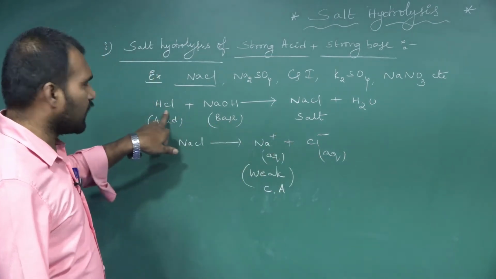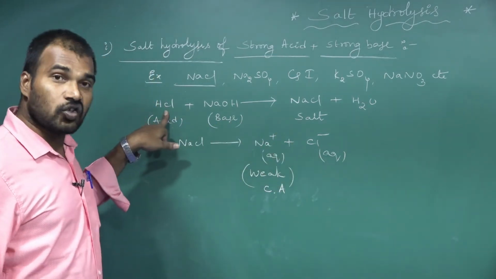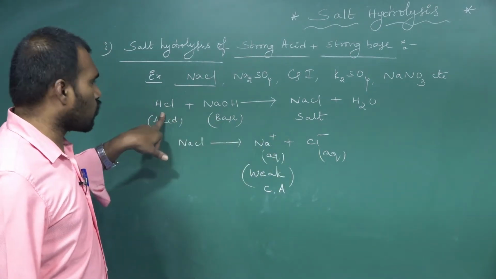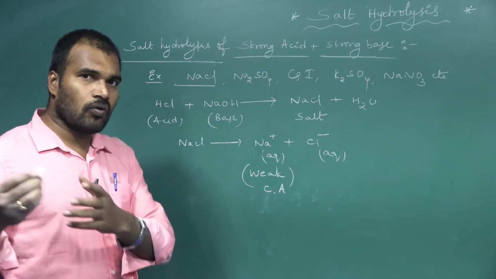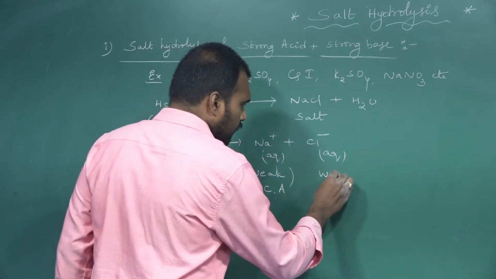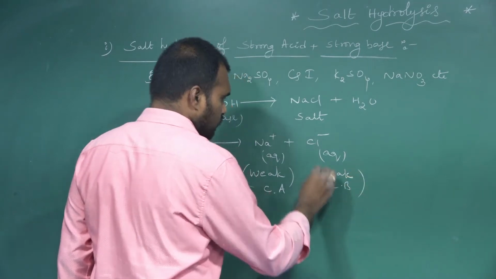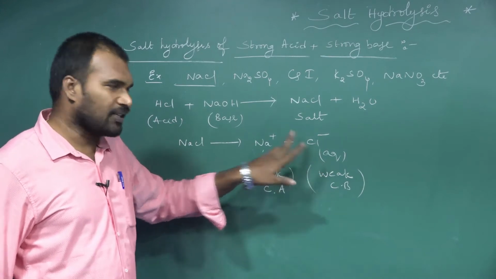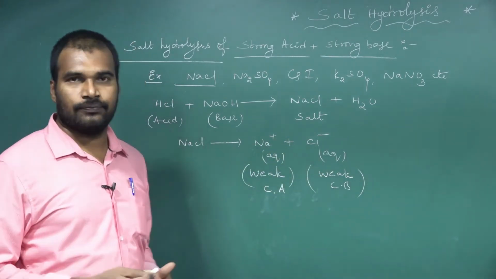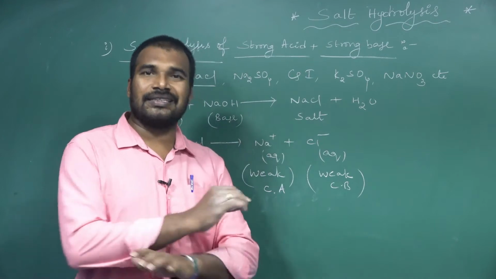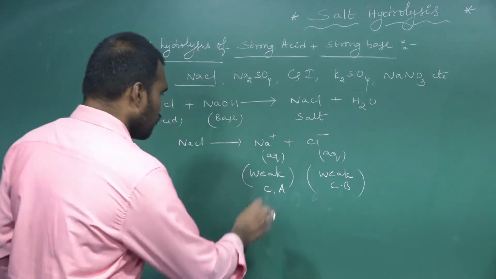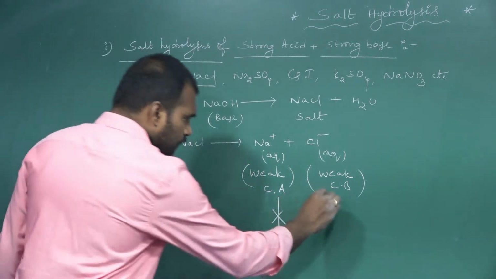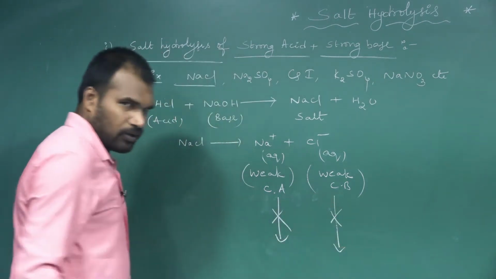Cl minus ion is coming from HCl. But HCl is a stronger acid. So the conjugate base which is coming from strong acid is also weak. So this is a weak conjugate base. Here both ions, the Na plus ion and the Cl minus ion, are weaker. If both are weak, then they cannot undergo hydrolysis. So here there was no cationic hydrolysis, there was no anionic hydrolysis.